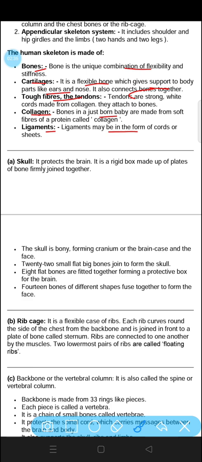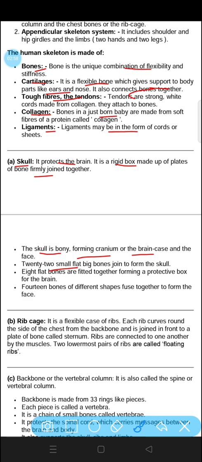So let's start with the first, the skull. The skull is the skeleton which protects the brain. It is a rigid box made up of plates of bone firmly joined together. The skull is bony, forming a cranium or brain case and the face. The skull protects our brain from injury.